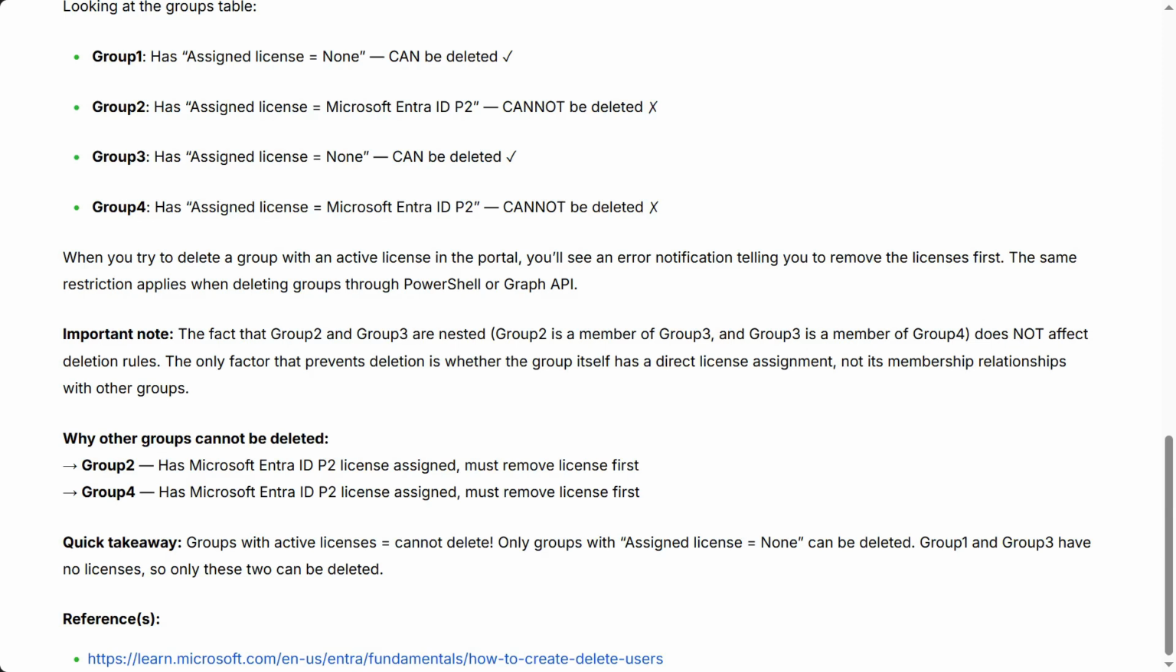Group 2 has Microsoft Entra ID P2 license assigned, must remove license first. Group 4 has Microsoft Entra ID P2 license assigned, must remove license first. Quick takeaway, groups with active licenses cannot be deleted. Only groups with assigned license equals none can be deleted. Group 1 and Group 3 have no licenses, so only these two can be deleted.